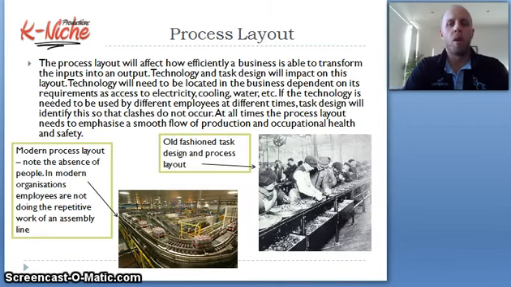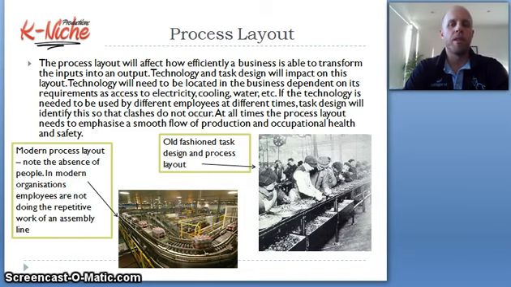An important part of operations transformation is actually process layout. Now, this will affect how efficiently a business is able to transform the inputs into an output, so essentially minimizing expenses as well. Technology and task design will impact on this layout. So if the task design, like in the previous slide, has been done first and the technological requirements are outlined, then the process layout can be adapted. So, for example, the requirements for access to electricity, cooling, water, etc. If technology needs to be used by different employees at different times, task design will identify this so that clashes do not occur. So at all times, the process layout is emphasizing a smooth flow of production and OH&S.